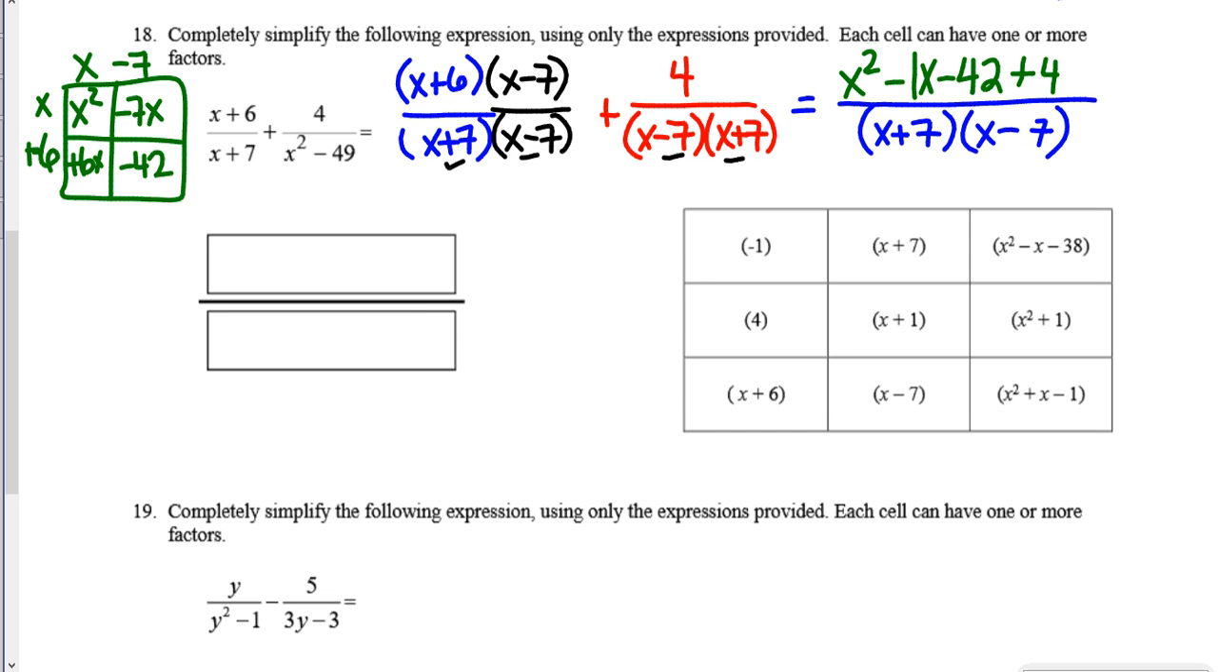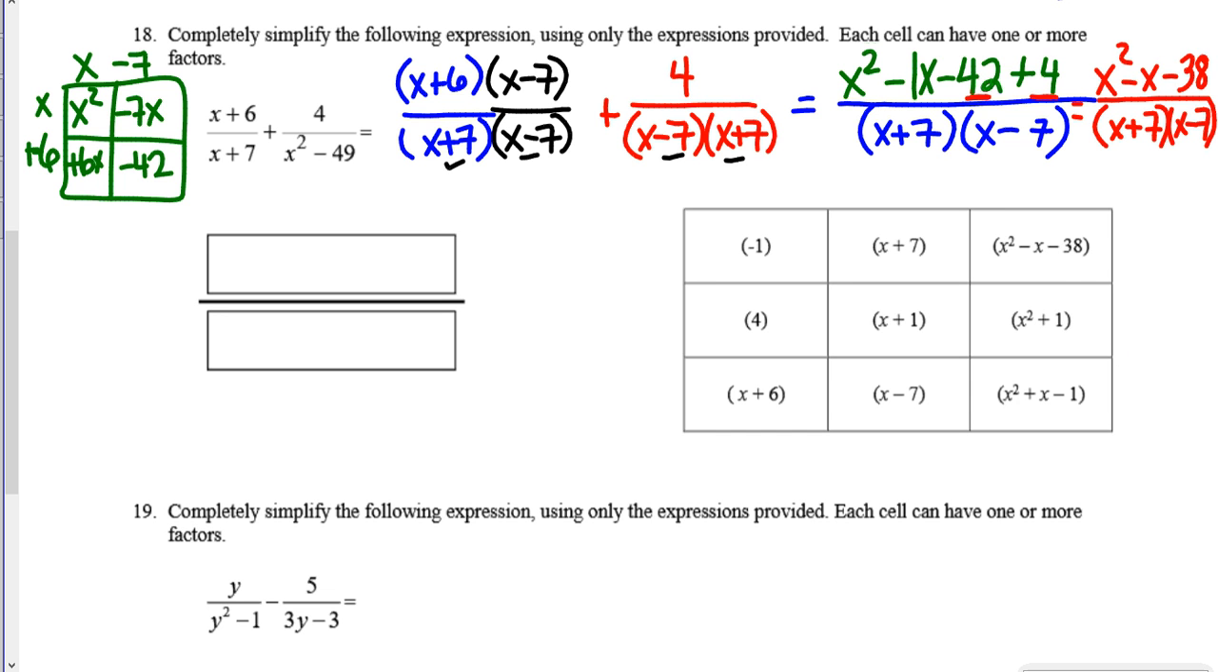So now on the top, I can put these guys together. So I would have x squared minus x minus 38 over x plus 7 times x minus 7. I need to double check. Can I come up with two things that multiply to 38 and add to negative 1? No, I can't. So I'm ready to just write that as my final answer.